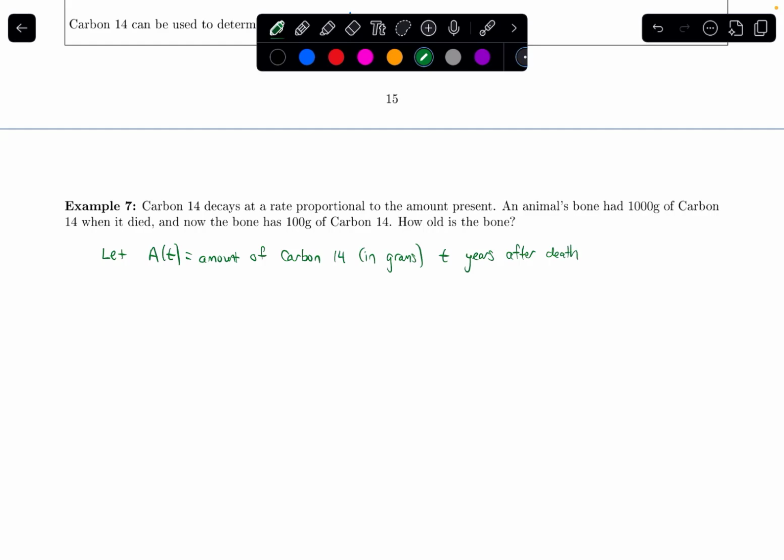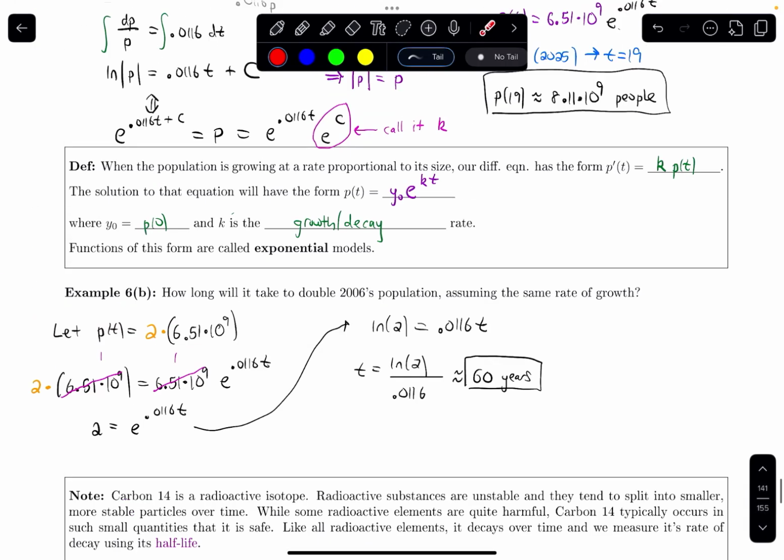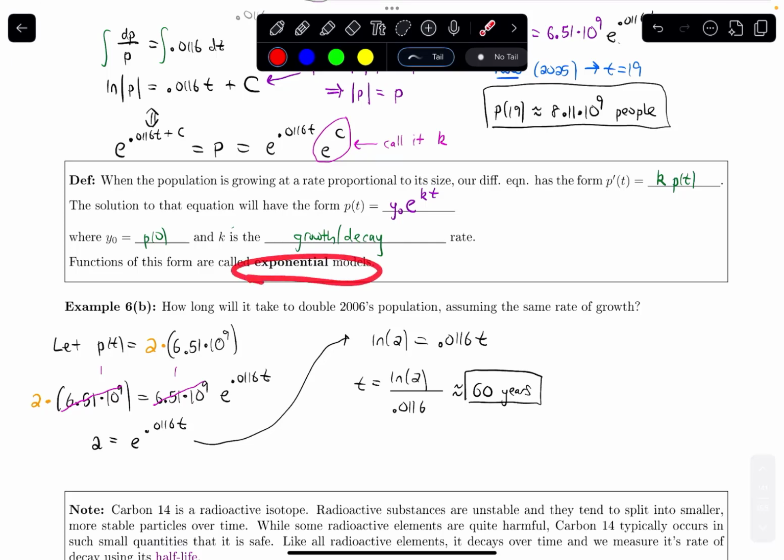One thing I want to notice that will speed up the problem is that it tells me this is decaying at a rate that's proportional to the amount present. Well, that's exactly the setup for an exponential model. It's either growing or decaying at a rate proportional to its size, however much there currently is.